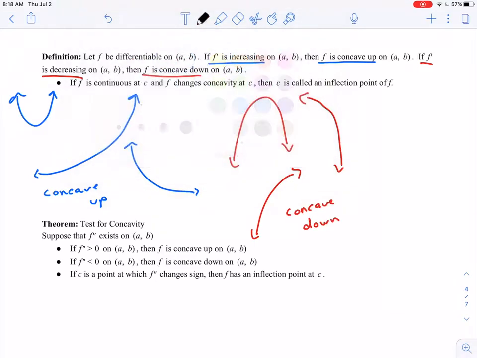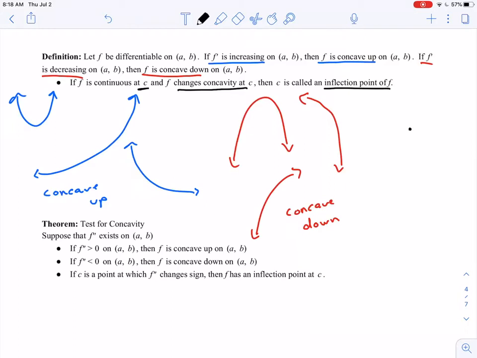Finally, if f is continuous at some point c and f changes concavity at c, then c is called an inflection point of f, or sometimes I'll call these points of inflection. So these are points where my graph changes from being concave up to concave down.